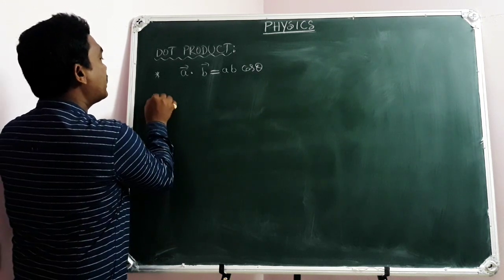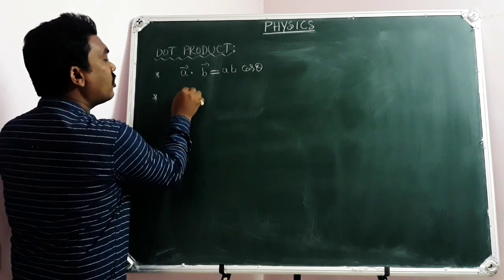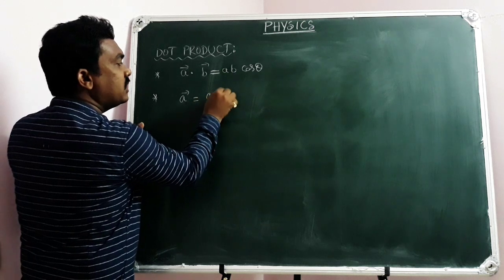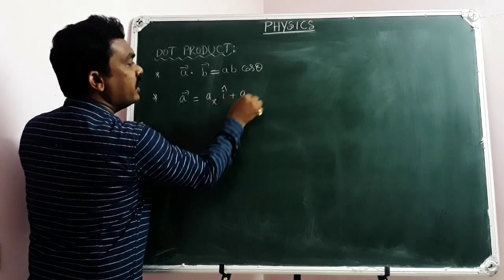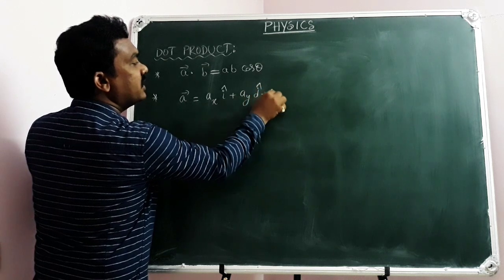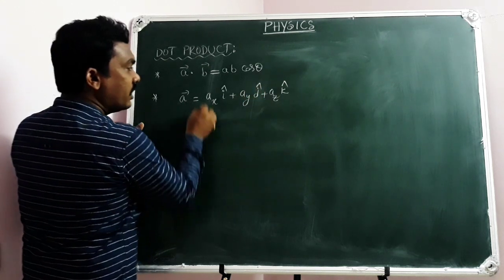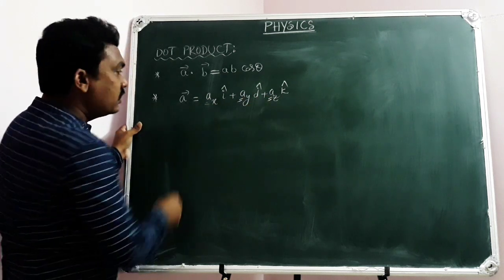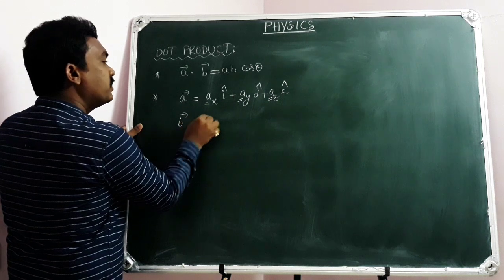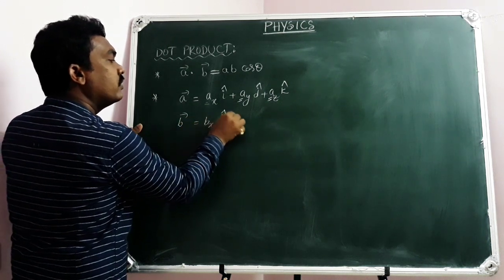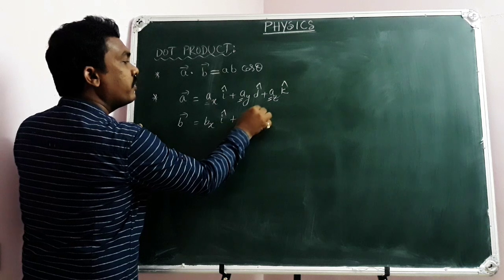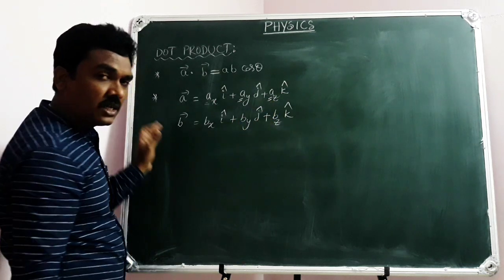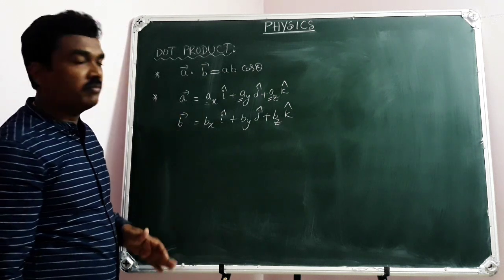But sometimes the vectors might be given in their component form, for example, a bar equals ax into i cap plus ay into j cap plus az into k cap. X component, y component, z component. Similarly, b bar can be given as bx into i cap, by into j cap, and bz into k cap. This means the vectors are given in their component form.